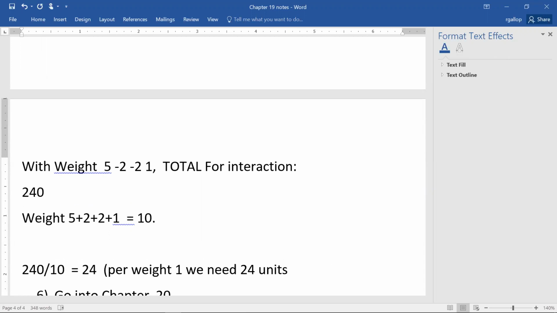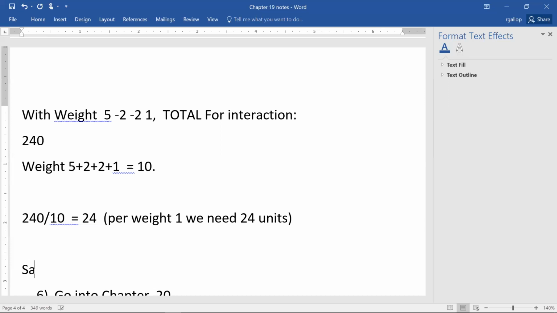So we need 24 units. So the sample size we need ends up being 5 times 24, 2 times 24, 2 times 24, then 1 times 24. So there are the respective sample sizes per cell.